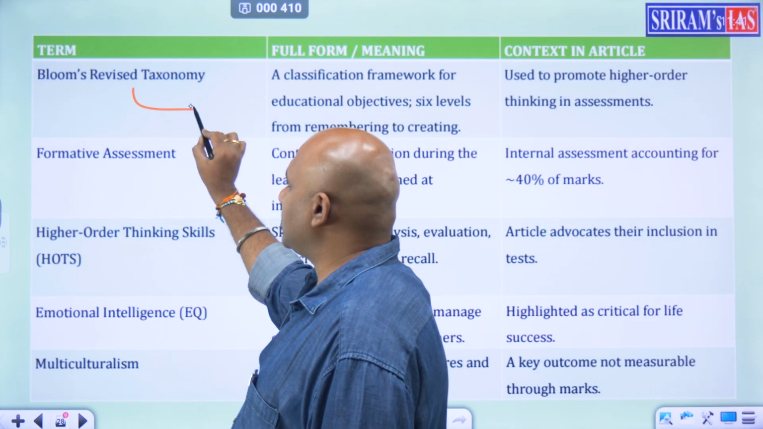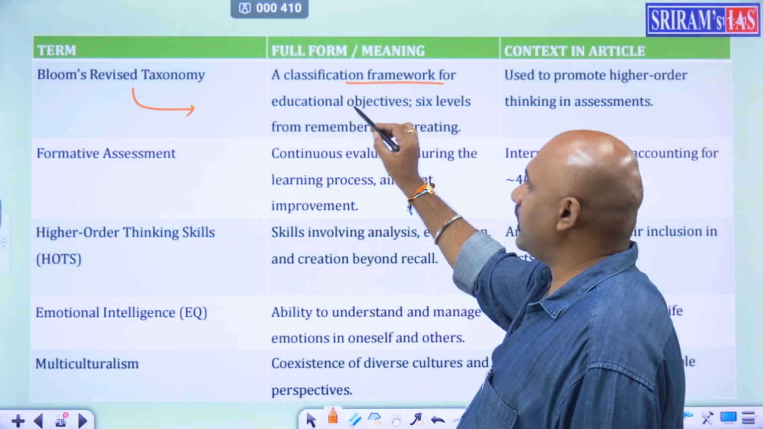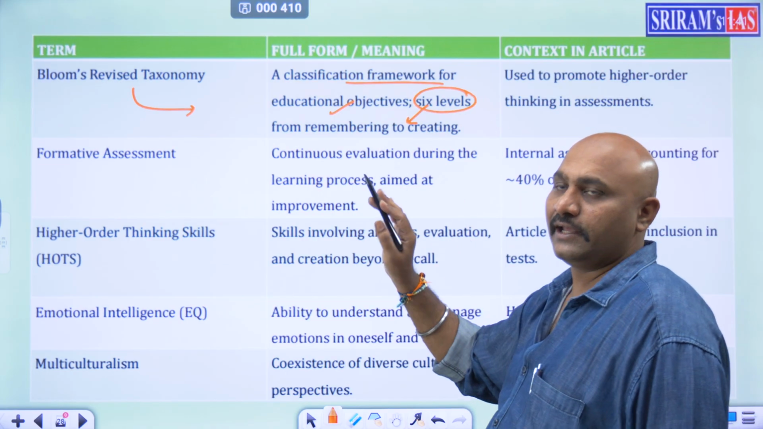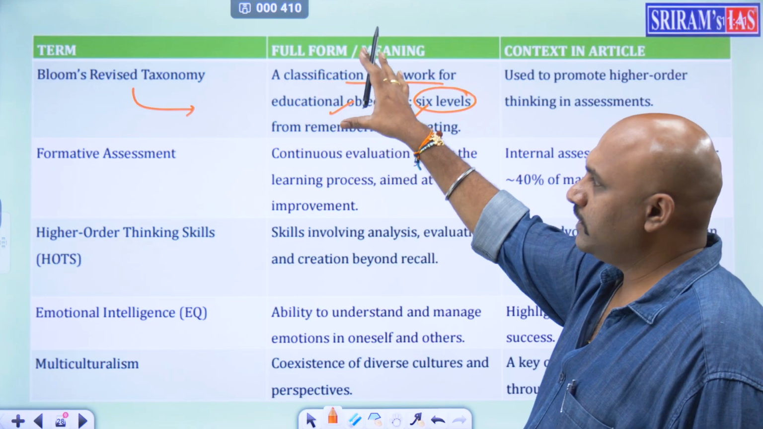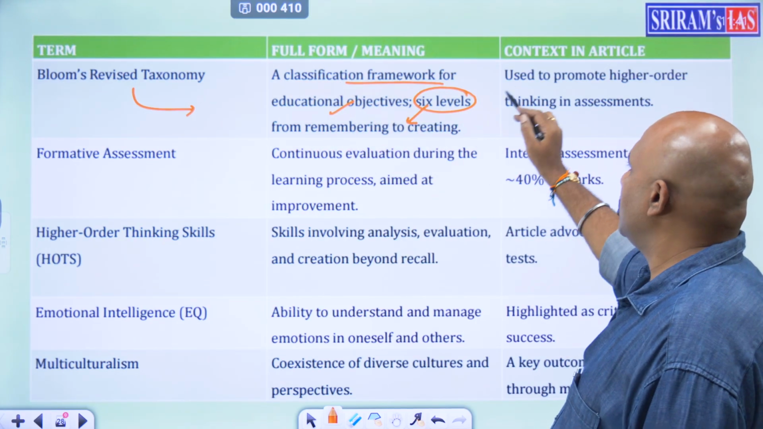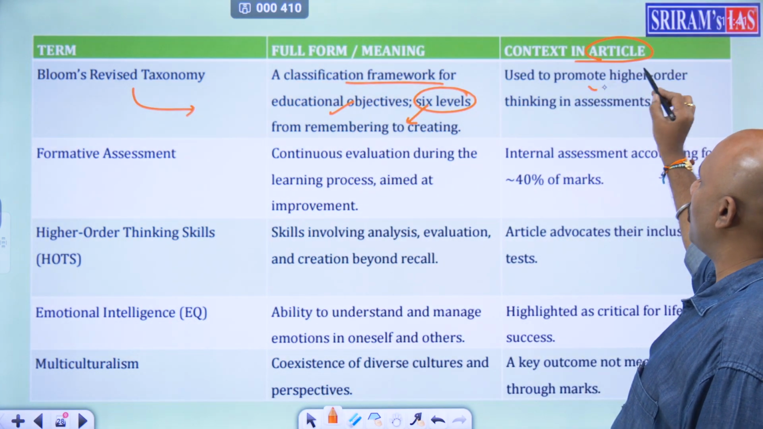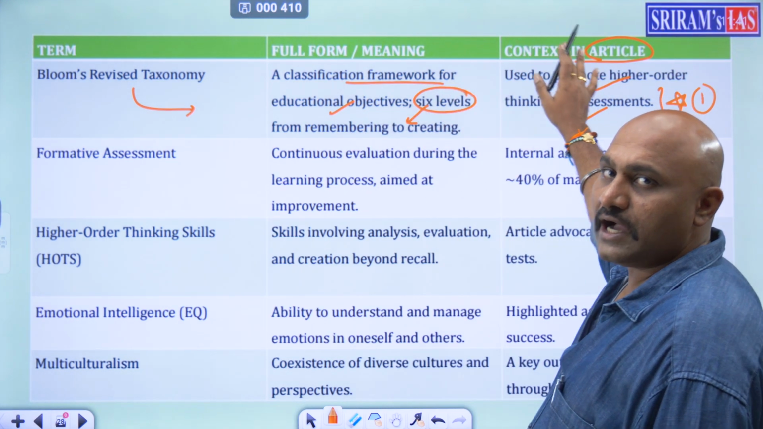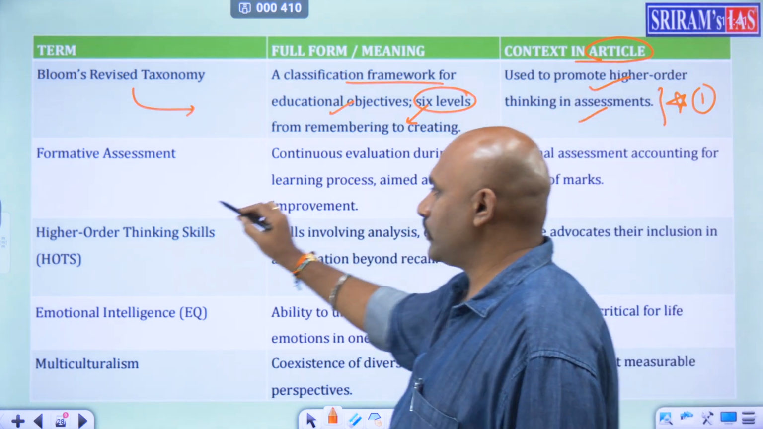First, Bloom's revised taxonomy. అంటే it's a classified framework with educational objectives. మొత్తం 6 levels for remembering and creating. That is the overall essence of Bloom's revised taxonomy. So the context in the article ఏంటంటే promote higher order thinking and assessments. This is the major point.